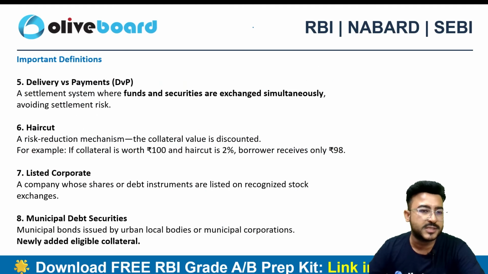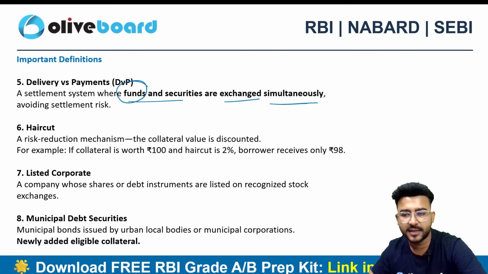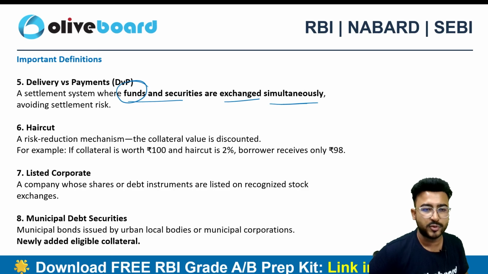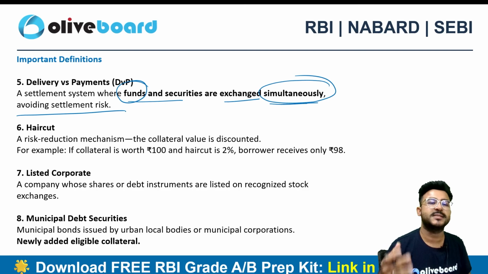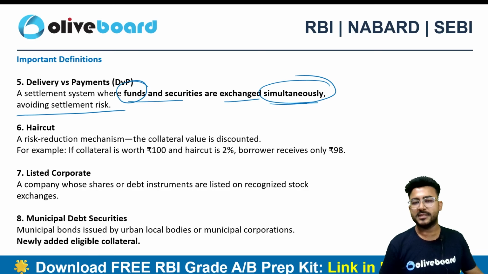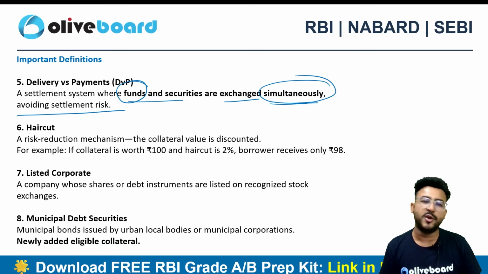Then we have delivery versus payment. That means simultaneously the securities will be exchanged and the funds will be settled, right? This is called delivery versus payment. It means, as good as, one hand give, one hand take: take the securities, give me the funds instantly. They both will be there simultaneously, right? So it completely avoids the settlement risk. What is settlement risk? I have given you the securities but I am not able to receive the funds. Or maybe I have given you the funds but you are not giving me the securities, right? So the settlement is not happening. Here there is no settlement risk.